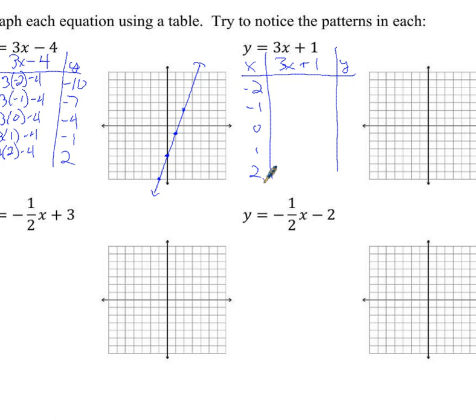I plug in my numbers. 3 times -2 plus 1. Well, that's -6 plus 1, which is -5. 3 times -1 plus 1. That's -3 plus 1, which is -2. 3 times 0 plus 1 gives me just 1. 3 times 1 plus 1 gives me 3 plus 1, which is 4. And then 3 times 2 plus 1 would be 6 plus 1, which is 7.